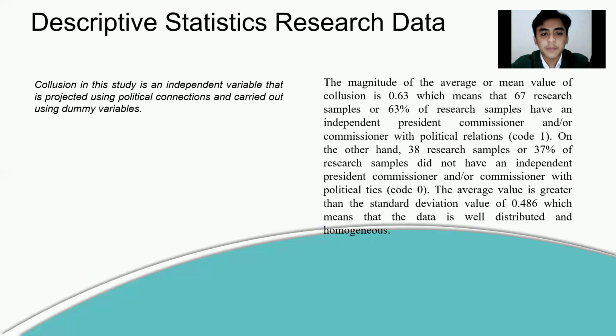Collusion is an independent variable that is projected using political connection and carried out using dummy variables. The average value of collusion is 0.63, which means that 67 research samples, or 63%, have an independent president commissioner or commissioner with political relation. On the other hand, 38 research samples, or 37%, didn't have one with political connection. The average value is greater than the standard deviation value of 0.487, which means that the data is well distributed and homogeneous.